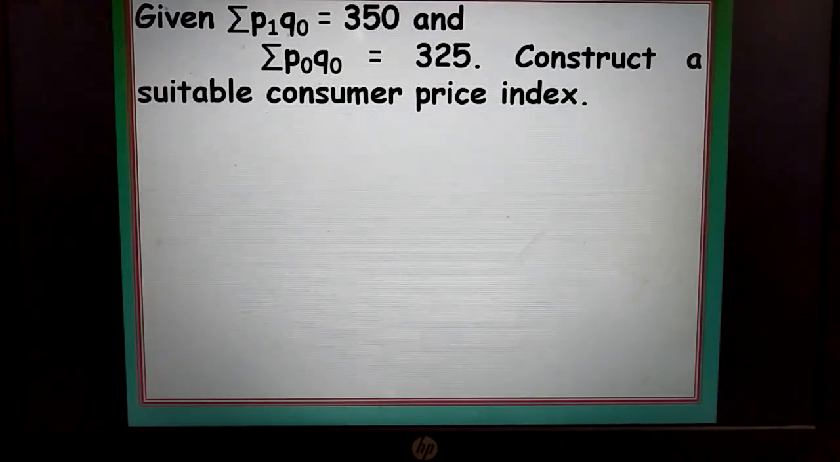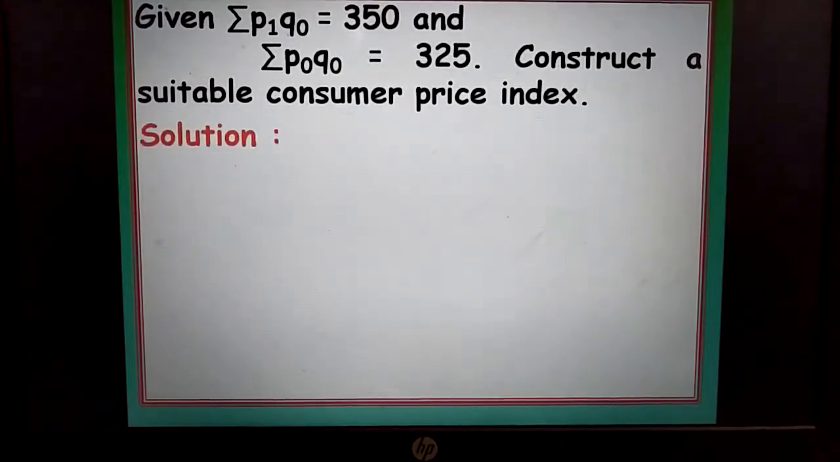We have only two methods. One is aggregative expenditure method, the other one is family budget method. In order to calculate family budget method, whether weights are given in terms of W or indices are given in terms of I, or separately prices of current year and base year, is it given that way? No. End result, sum of P1 Q0, sum of P0 Q0 has been given. Based on this, the suitable consumer price index number will be based on aggregative expenditure method.